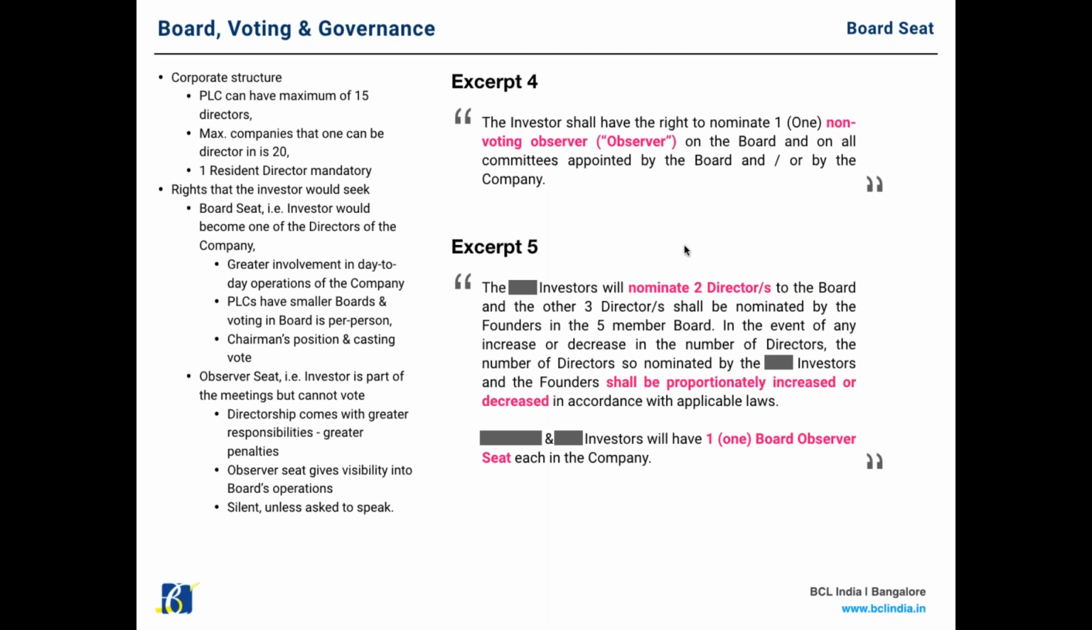There are two excerpts here, and excerpt number 5, if you see, interestingly, asks for one board observer seat for each of the investors. You have multiple investors, and each investor will have one board observer seat. So you could have that. Right?